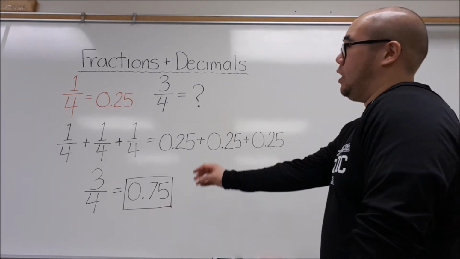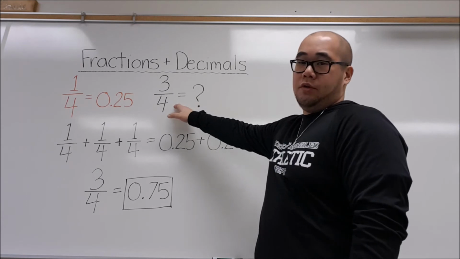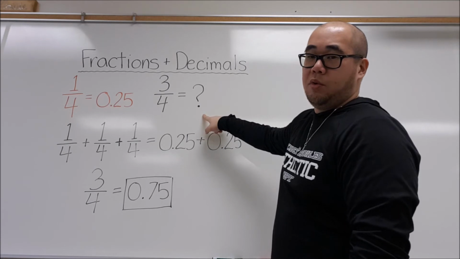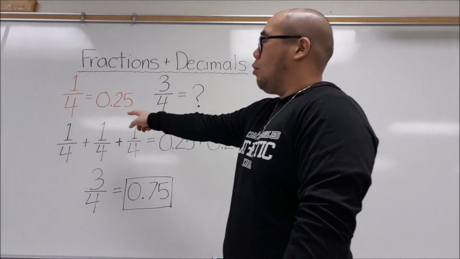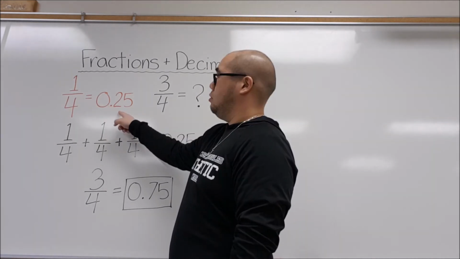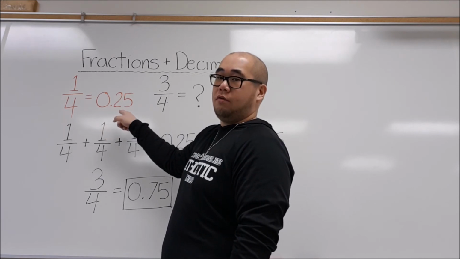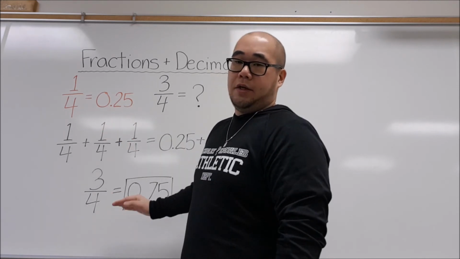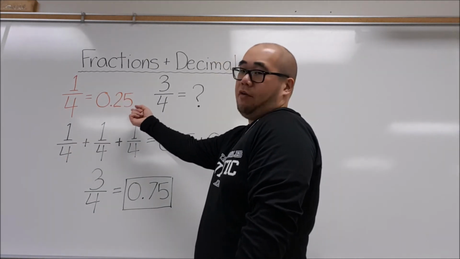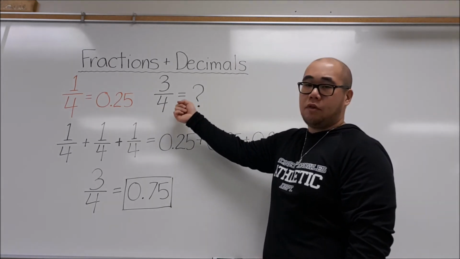All right, here is the second example I have for you. We have 3/4 is equal to what decimal when we convert it? Over here in the corner I have our conversion from 1/4 to 0.25. So 1/4 is equal to 0.25. Again, I have all the work down here, and I'll explain how we got to this. We know that 1/4 is 0.25, so we have to figure out the decimal conversion of 3/4.